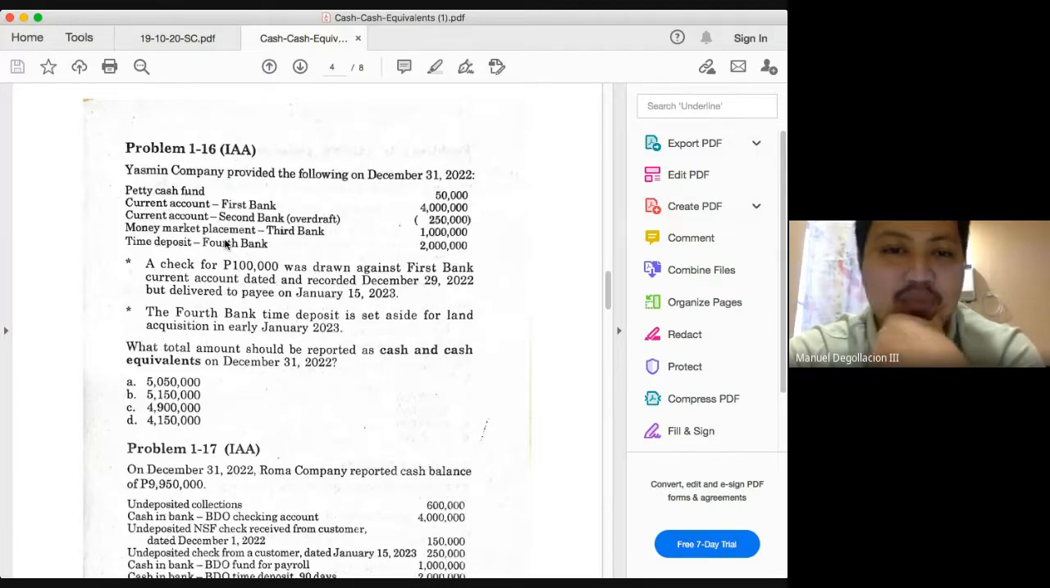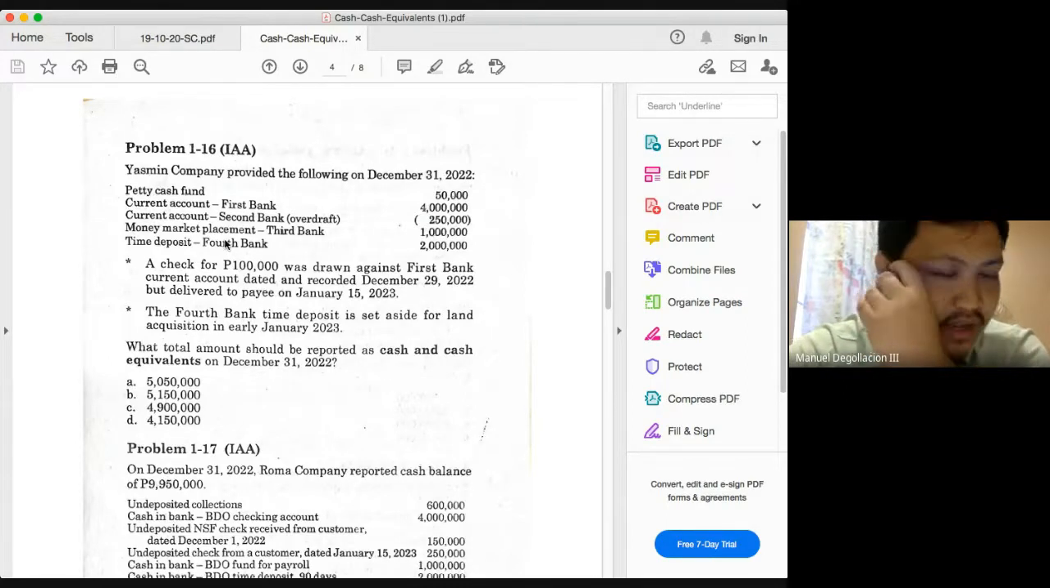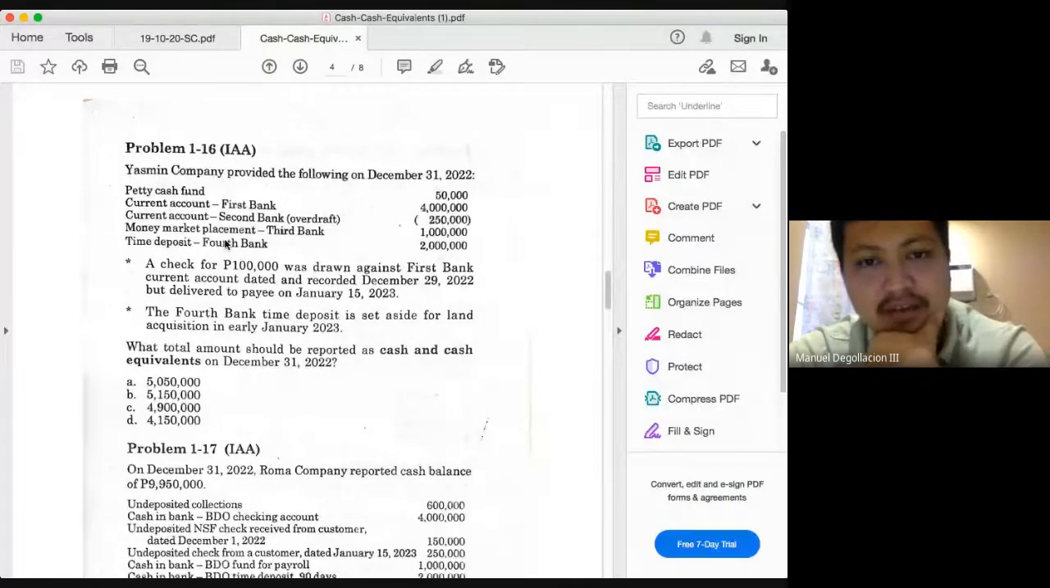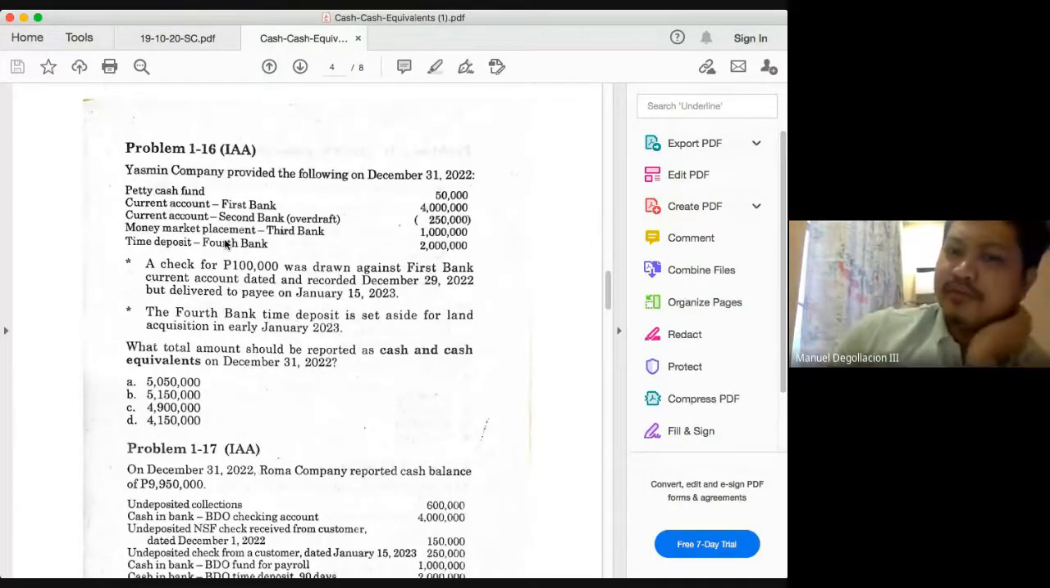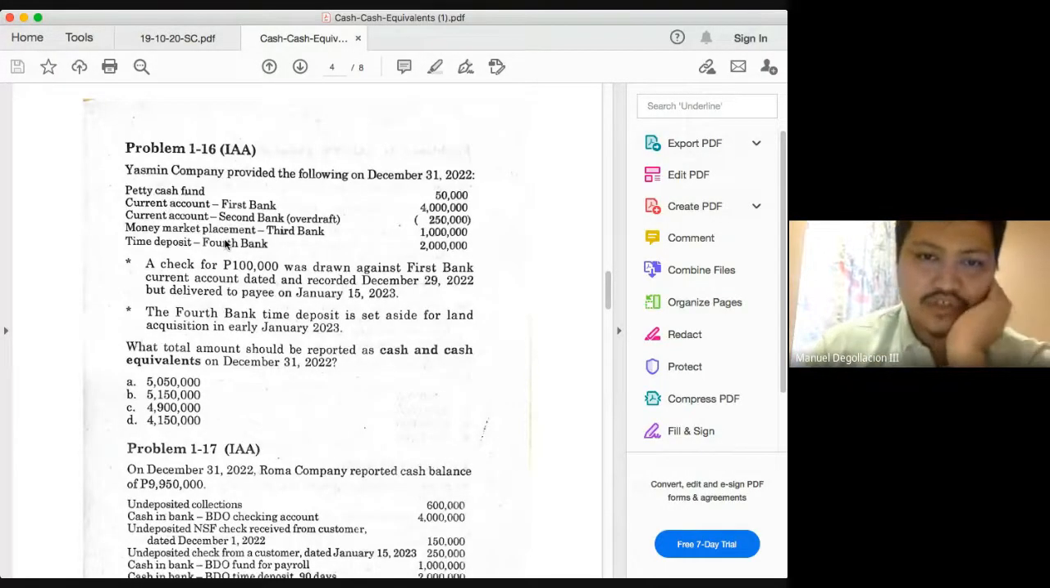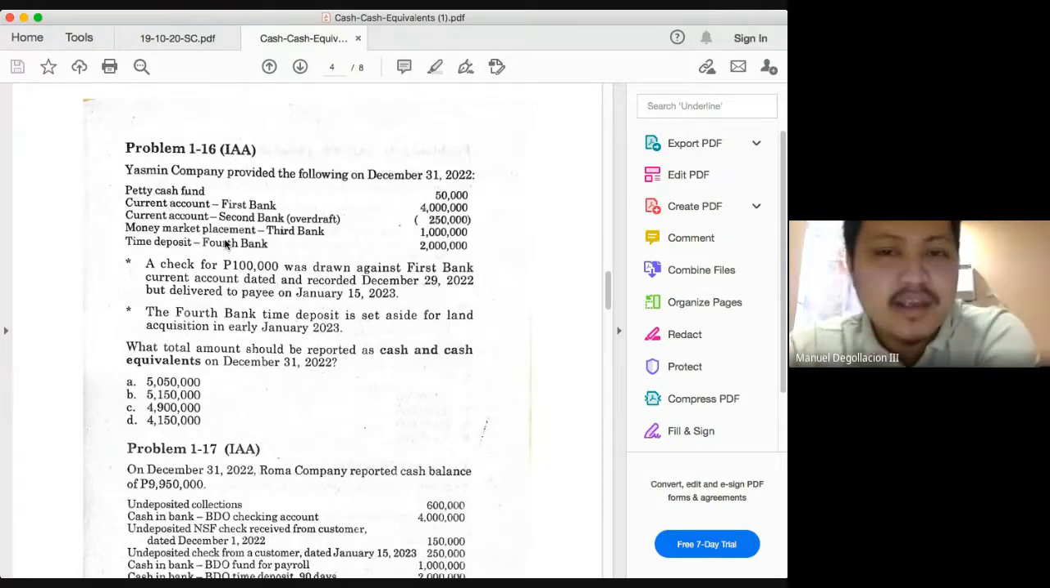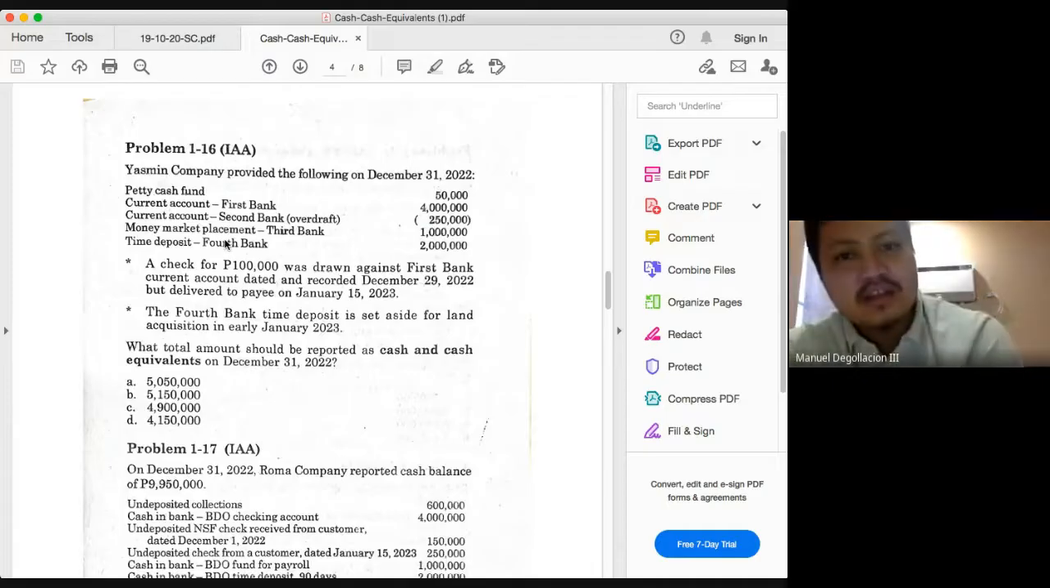But what have we done? We have already deducted the 100,000. And what should we do? We should add back the 100,000 to the first bank current account. The fourth bank time deposit is set aside for land acquisition in early January 2023. Does not matter that it's for early January 2023 since it's set aside for a long-term asset. The time deposit will be reported as a non-current asset.